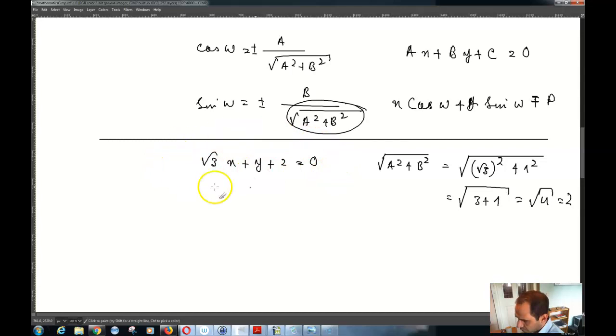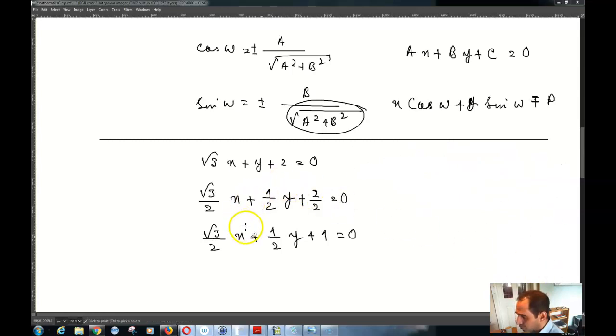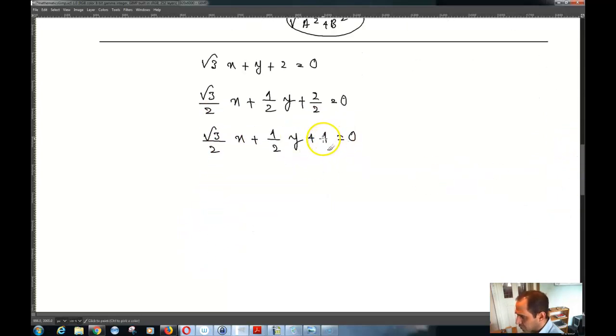So you can simply divide the whole equation by 2, meaning you can write the square root of 3 over 2 times x plus 1 by 2 times y plus 2 divided by 2 is equal to 0. That is the square root of 3 by 2 times x plus 1 by 2 times y plus 1 is equal to 0. Now what you need to do here is that the constant has to go to the other side of the equation, because this is your p.